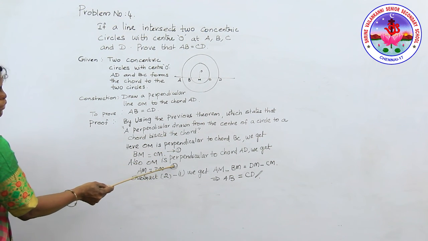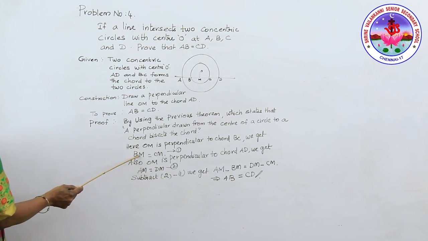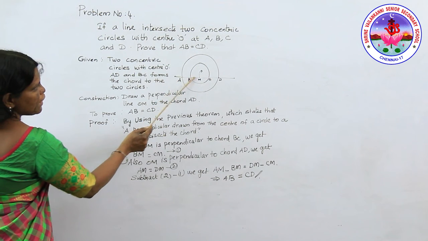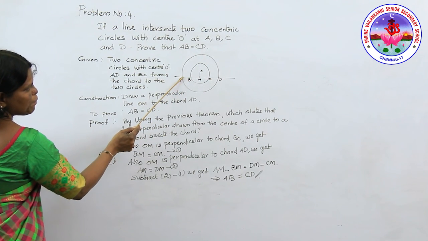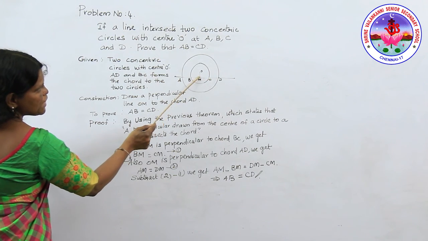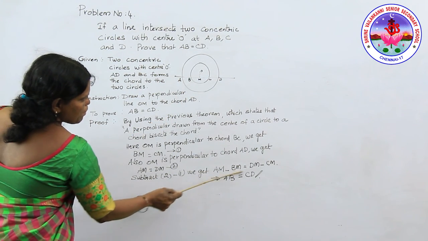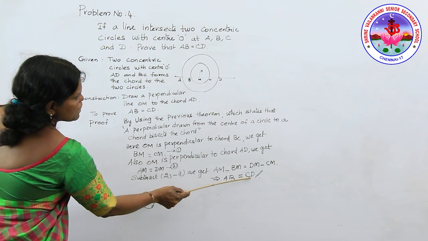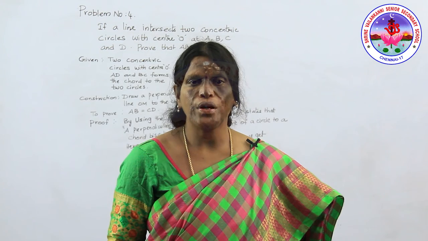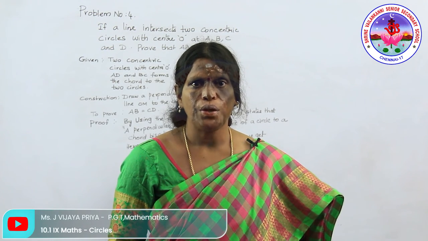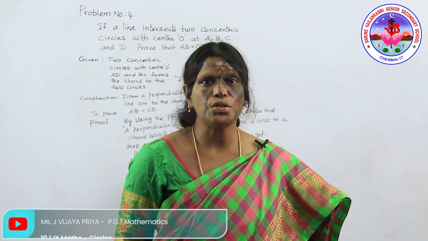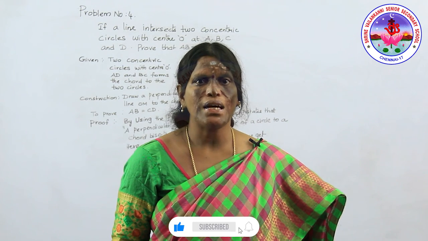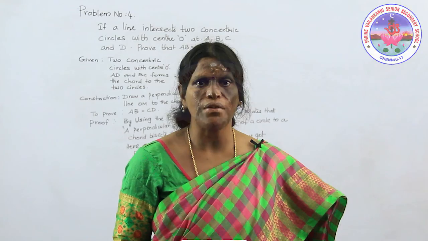I am going to subtract 2 minus 1: AM minus BM is equal to DM minus CM. We see in the figure AM minus BM we get AB, and DM minus CM I will get CD. So the subtraction leaves the proof that is required, that is AB is equal to CD. Hope you understood the way of solving the problem using the following theorems, that is a perpendicular drawn from the center of the circle to a chord bisects the chord, as well as equal chords are equidistant from the center.